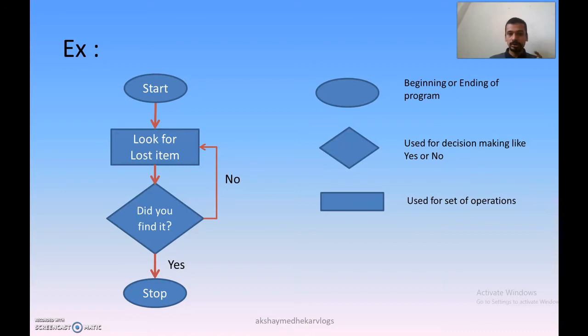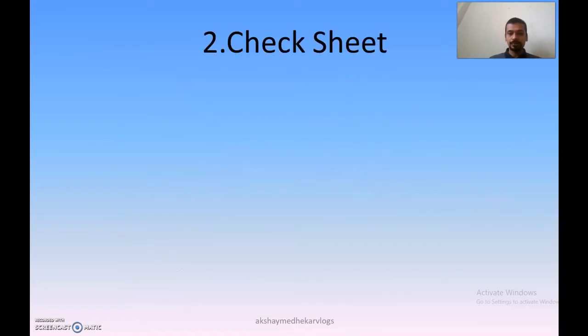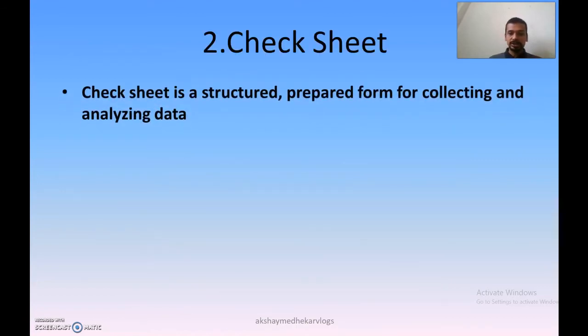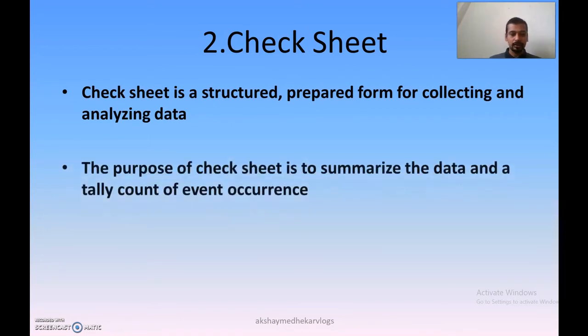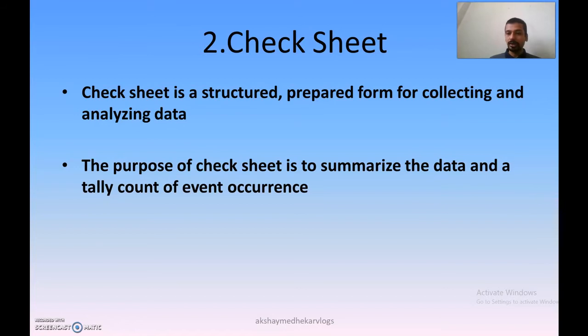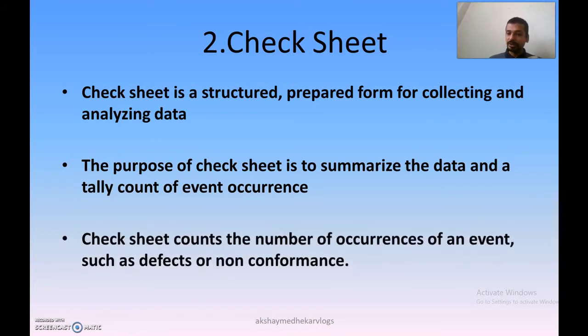So the next quality control tool is the check sheet. A check sheet is a structured, prepared form for collecting and analyzing data. The purpose of a check sheet is to summarize the data and tally the count of event occurrences. A check sheet counts the number of occurrences of events such as defects and non-conformances.